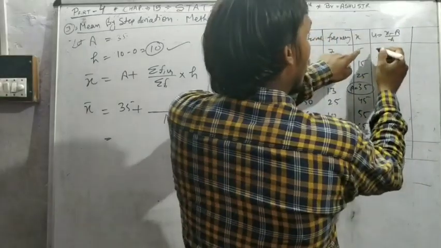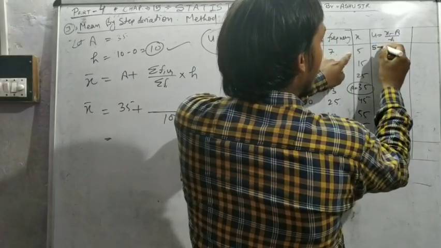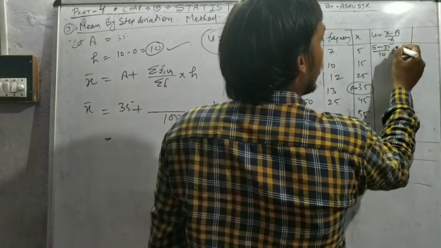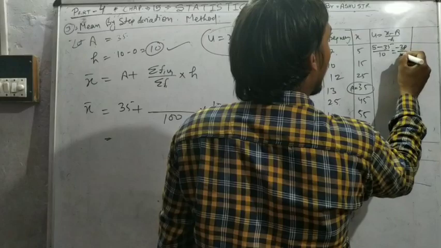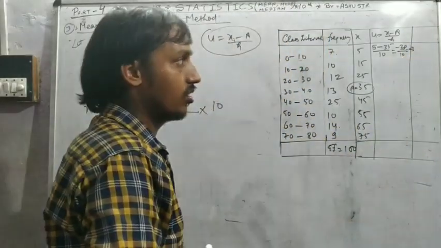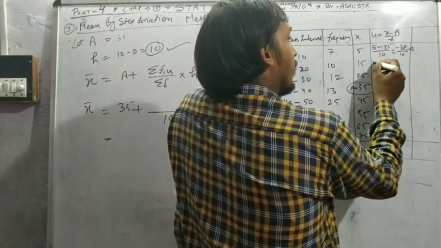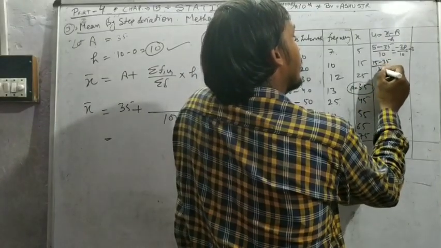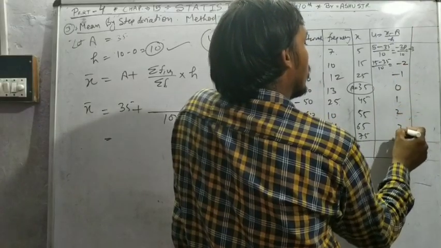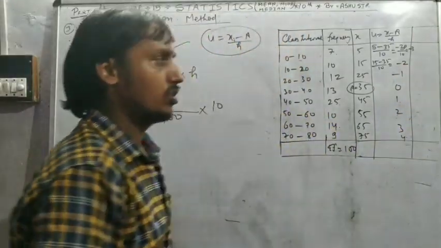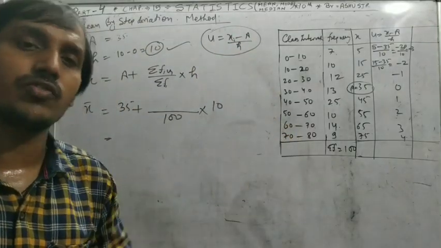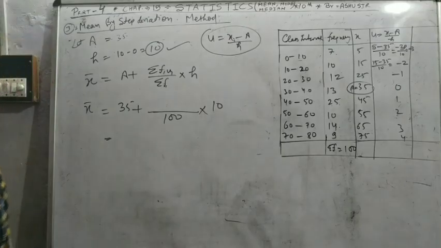So x for first 5, a 35, h 10. So minus 30 upon 10 minus 3. Simply 15 minus 35 by 10 minus 2, minus 1, 0, 1, 2, 3, 4. You can find there's always a sequence, a pattern form, for the method.